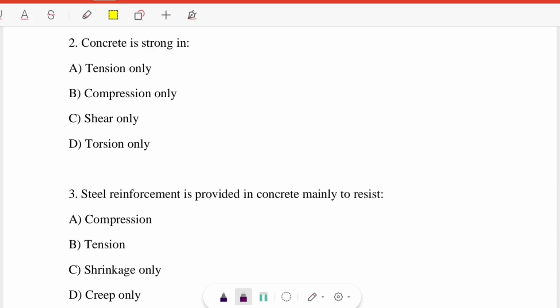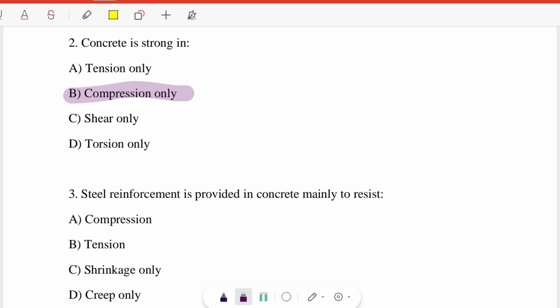Today we are going to see the MCQ related with design of reinforced concrete elements. The first question, concrete is strong in option A tension only, option B compression only, option C shear only, option D torsion only. So we all know the concrete is strong in compression, weak in tension. So the option B is the correct answer.